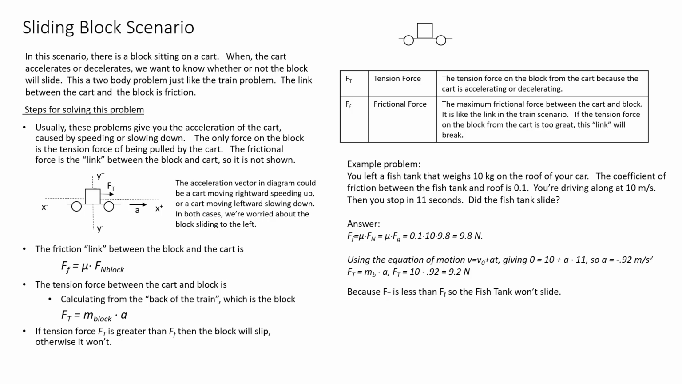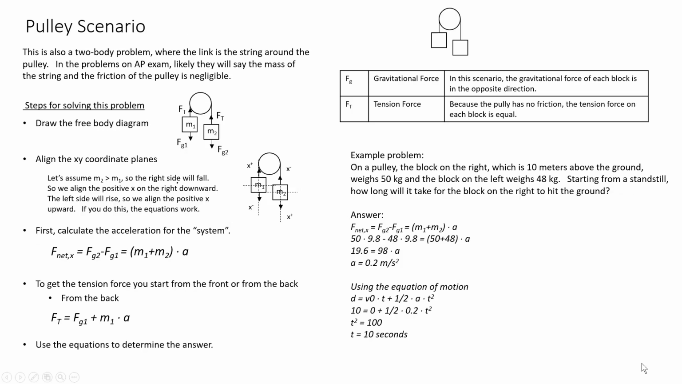And now we move to the next scenario, the pulley scenario. This scenario is also a two-body problem, where the link between the two masses is the string around the pulley. Often on the problems, they'll say the mass of the string and the friction of the pulley are negligible, so we don't have to worry about that at all. The key to being able to analyze the pulley problems is that we get to orient the XY plane for each mass independently.